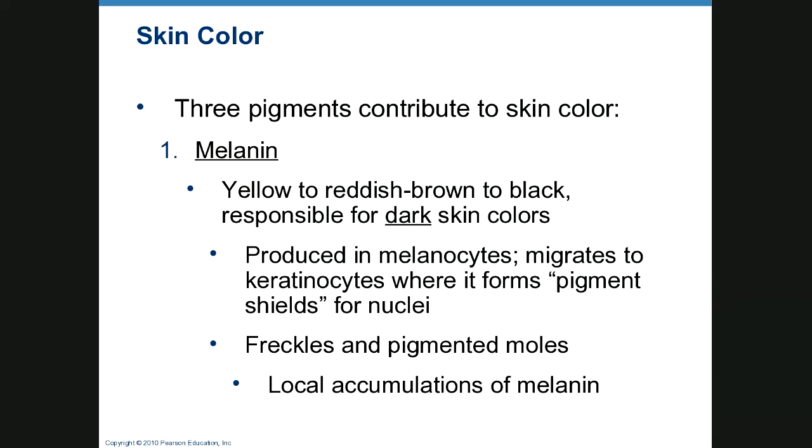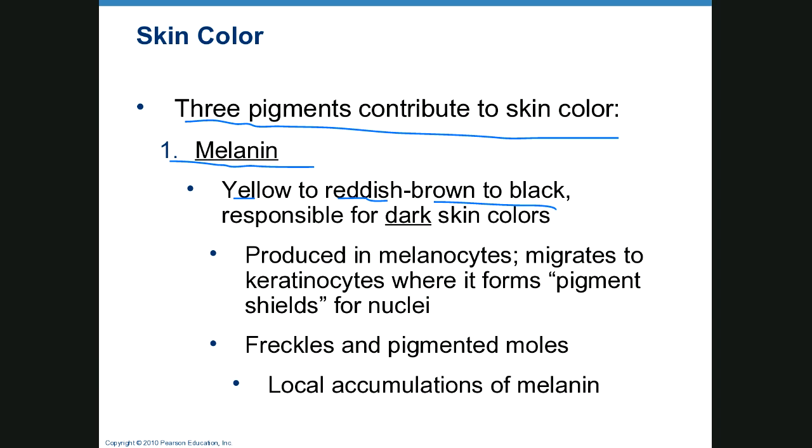Okay, so the pigments. Three pigments are involved in giving the skin its color. Melanin first. And everyone, unless they're albino, has melanin. Some have more than others, but the biggest difference is you have different colors of melanin. It can be yellowish, reddish brown, black, very, very pale, peachy colored, like in really extremely pale Caucasians.